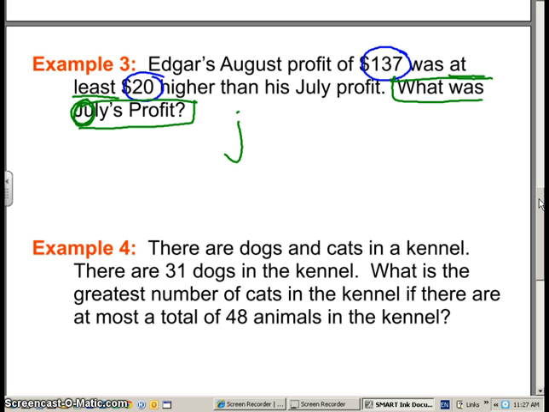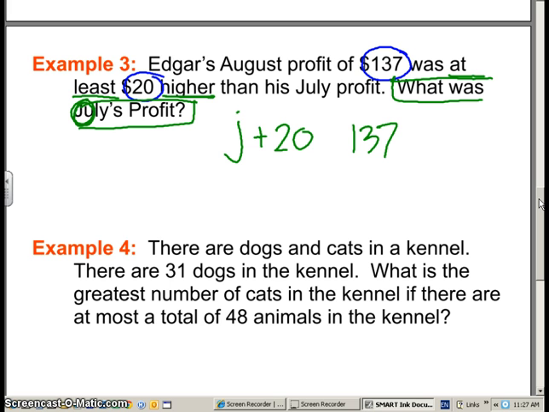There's a key word here that tells us we're maybe going to add or subtract. Which word do you think it is? Higher. Hopefully you're thinking higher. Higher means we're going to do what? Well, we have August profit was 137. August was at least $20 higher than his July profit. So we have July. If August is higher, you're going to add 20 to that.